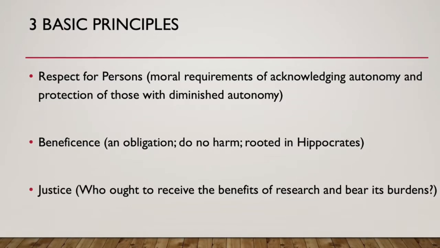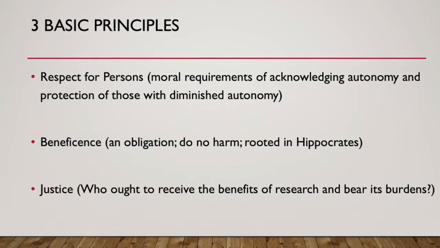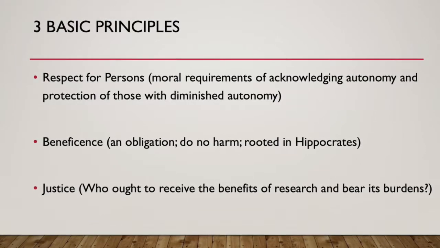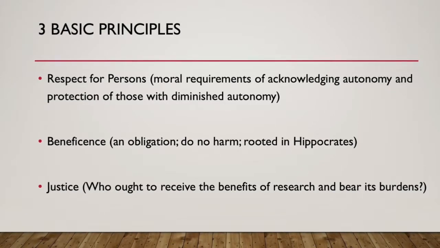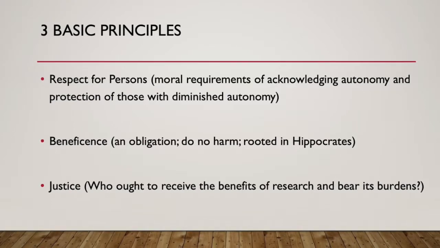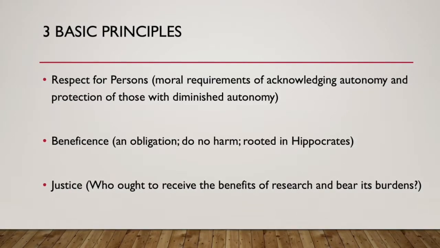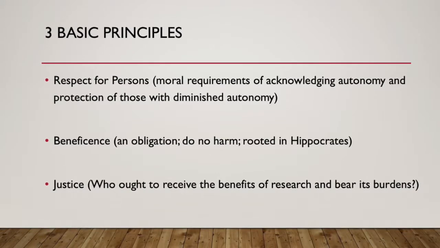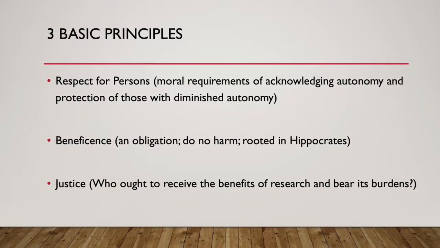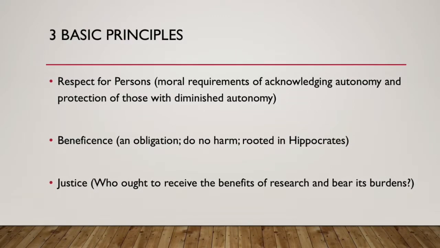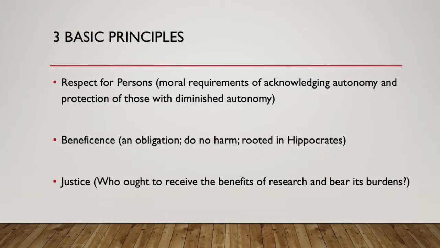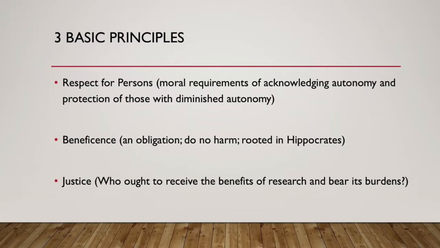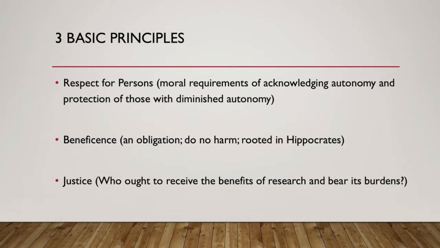So three basic principles were developed, and you can find them in their entirety on the U.S. Department of Health and Human Services website. They were respect for persons, beneficence, and justice. The first one surrounds the moral requirements of acknowledging the autonomy of individuals and protecting those individuals with diminished autonomy. Beneficence was an obligation, a sense of doing no harm, and it's rooted in the Hippocratic Oath. Justice is about who ought to receive the benefits of research and who ought to bear its burdens. There are pros and cons, advantages and disadvantages when we conduct research.